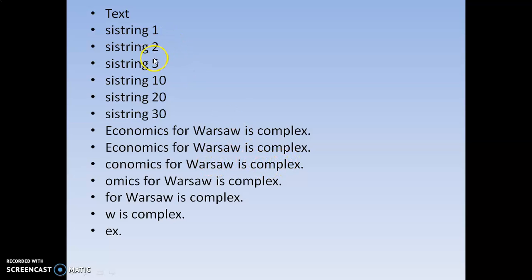In the third case, 5 letters can be eliminated. ECONO can be eliminated, so "OMICS for Warsaw" is displayed here. Next 10 letters can be eliminated, and next 20 letters can be eliminated, and finally 30 letters can be eliminated. We got the resultant string as empty.